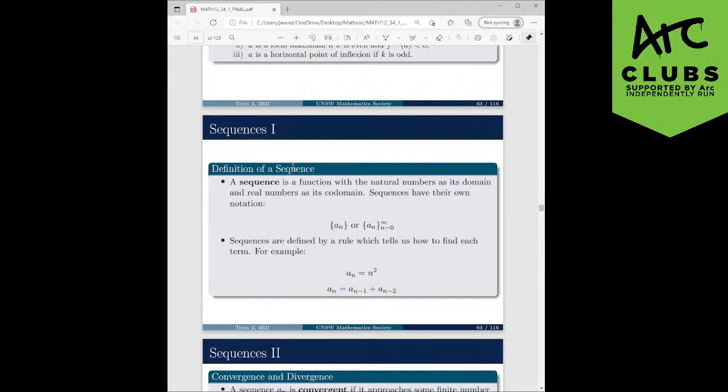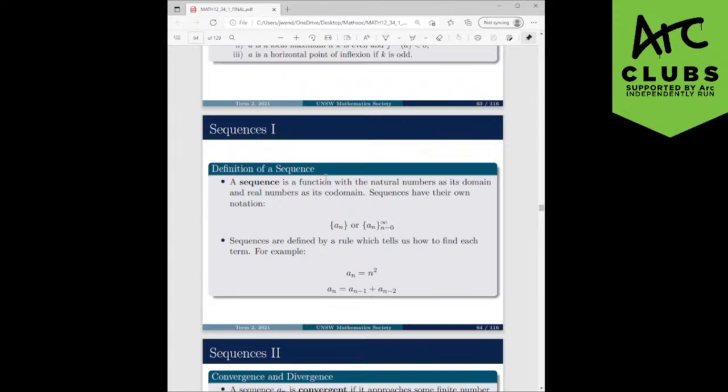Okay. Firstly, going through sequences. We start with the definition of a sequence. The easiest way is probably just to look at one. Here we have an example, a_n is equal to n squared. So a1 would be 1, a2 would be 4, a3 would be 9, and your sequence would just be 1, 4, 9, 16, 25.